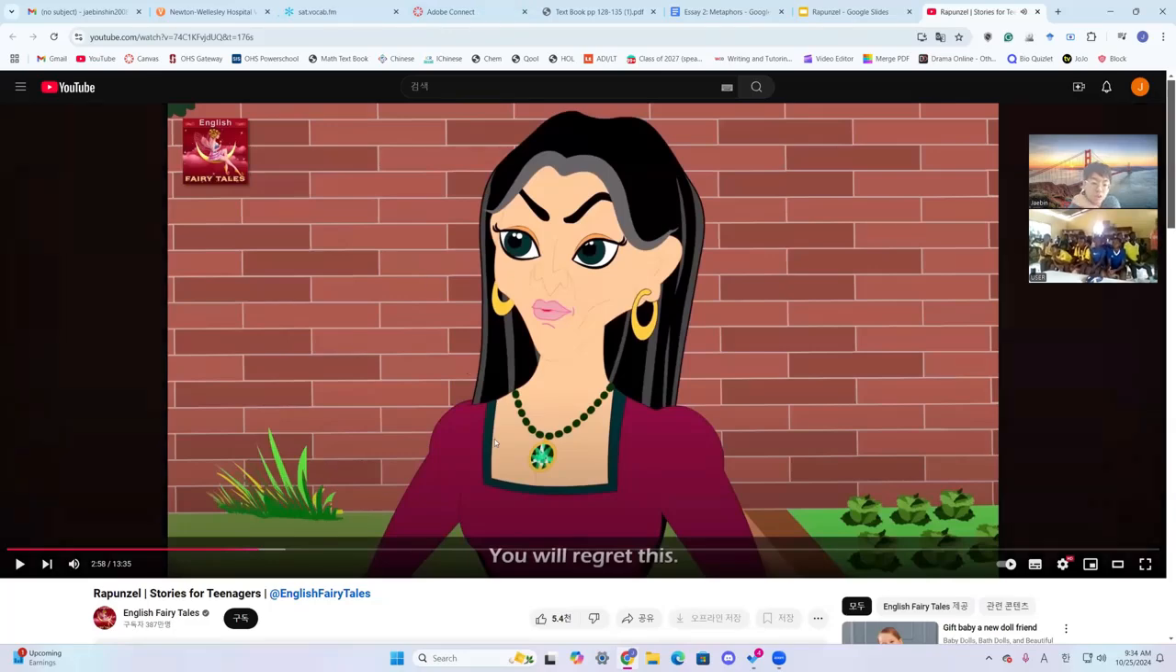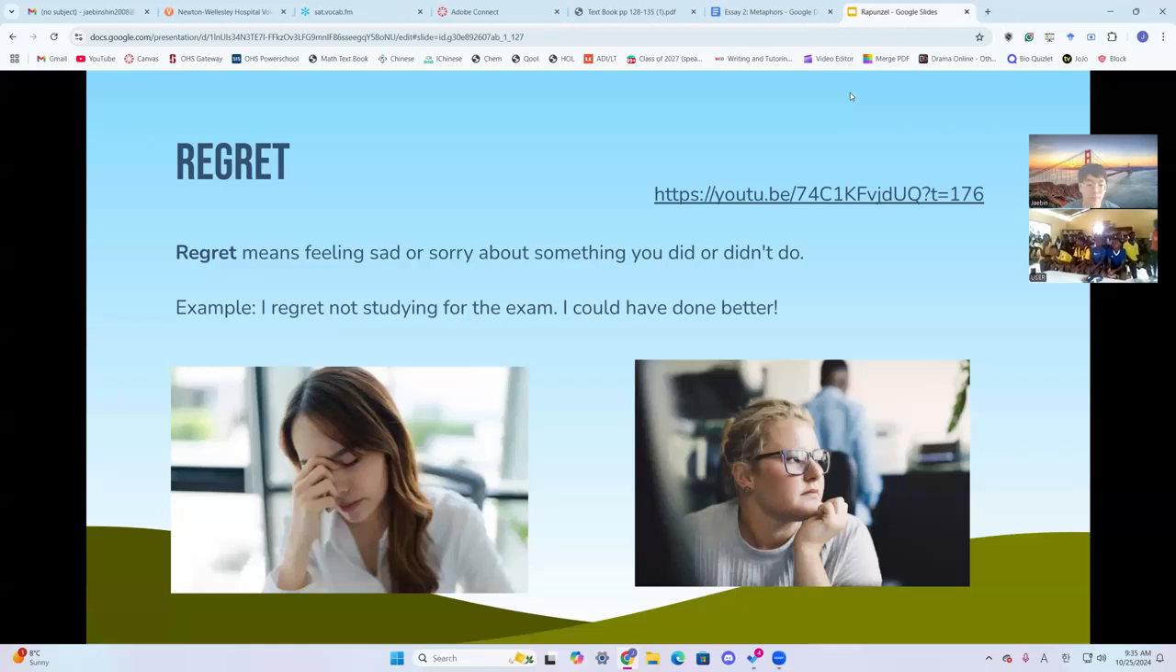So you can see the witch saying, you will regret this, meaning that she's telling the man that he will regret stealing the lettuce from her garden. Regret comes from the fact of feeling sad about things that you did in the past. So the witch is going to make the man regret it, meaning that the man will feel sorry about stealing the lettuce in the future. So that is regret.